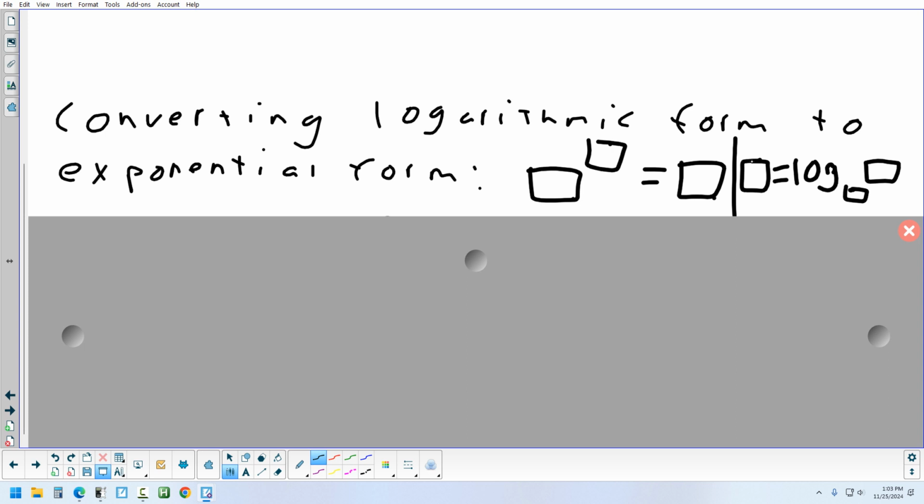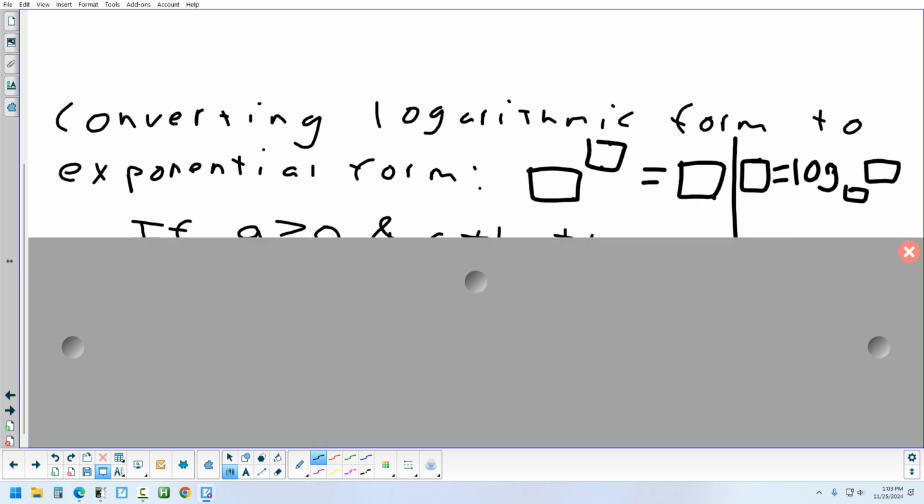So on the left is exponential, on the right is log. In each form, there's 3 things. Box 1, 2, and 3. To convert between the two, it's just a matter of figuring out where each box moves to. But what's in the boxes is going to stay the same. They're just going to move to different spots.